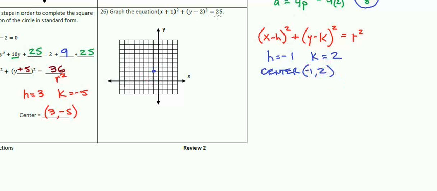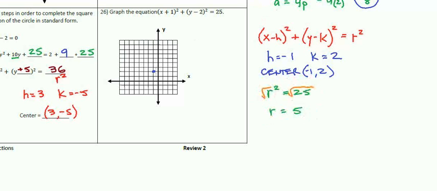Now all we have to find is the radius. The radius is found right here on the equation. So we know that r² is going to be equal to 25. To get r by itself, we're going to square root both sides, and we end up with r being equal to the square root of 25, which is just 5. So our radius is 5.